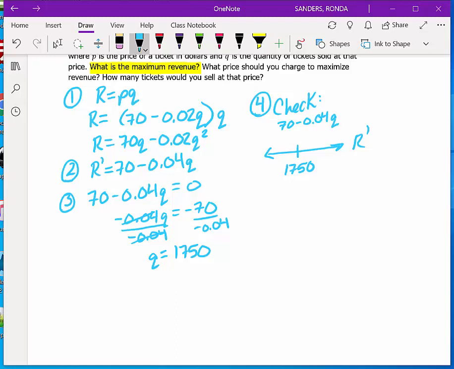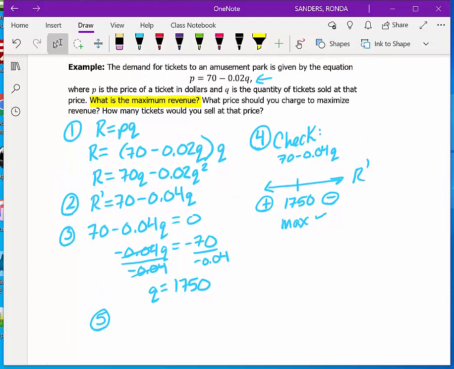If we choose a number less than 1750, say we choose 0 and plug in, we will get a positive. If we choose a number greater than 1750, say 2000, and plug in, we will get a negative. My derivative changes from positive to negative, so revenue changes from increasing to decreasing, and we do indeed have a max. For step 5, we want to make sure we go back and answer all of the original questions.